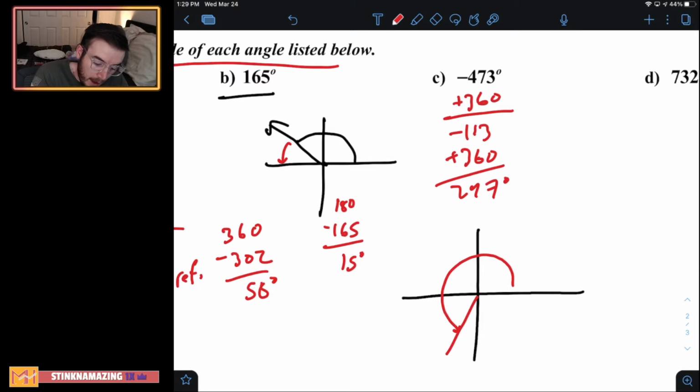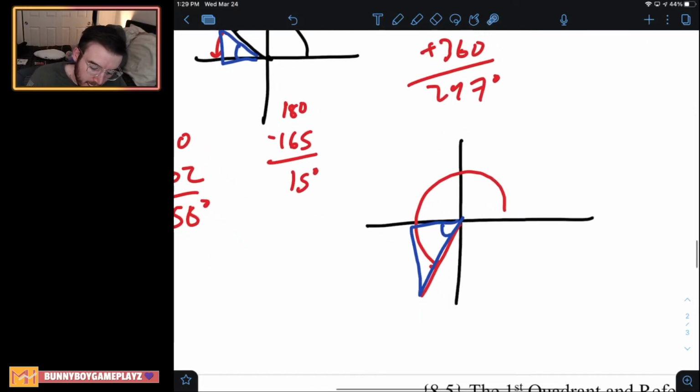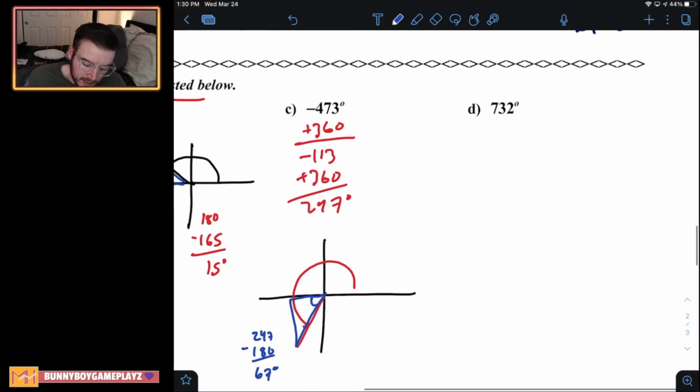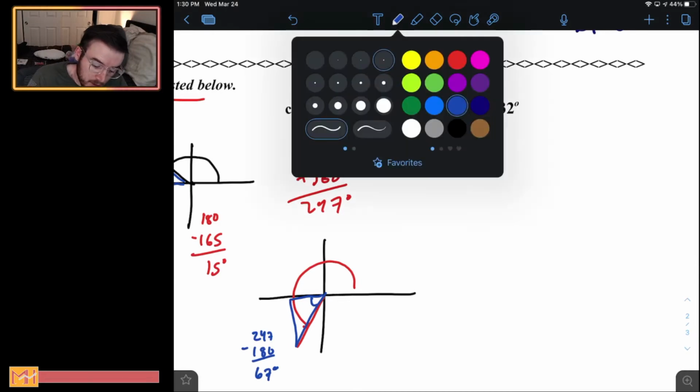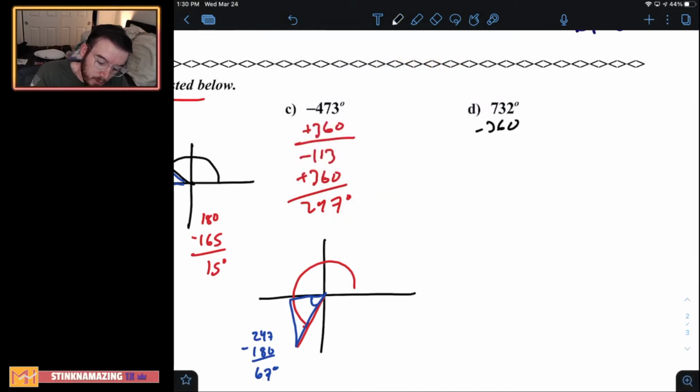So what is my right triangle? I forgot to draw the right triangle over here. All right. What is that angle? And then the right triangle over here, what is that angle? So the question I'm asking now, how far past 180 am I? How far past 180 am I? 247 minus 180 gives me 67 degrees.